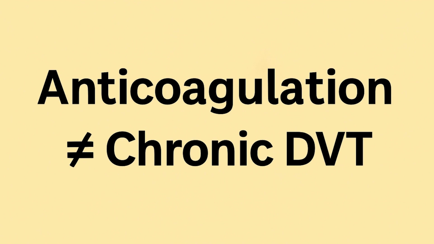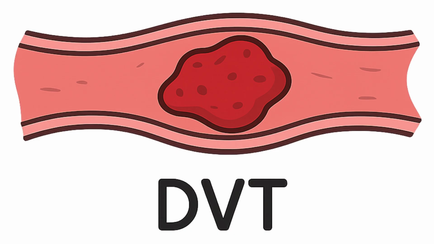Hey coders, does a patient on anticoagulation therapy automatically mean you should code a chronic DVT or a coagulation defect? Many coders get this wrong, so let's break down the rules of coding deep vein thrombosis and make sure that you're getting it right. So first of all, what is a DVT?